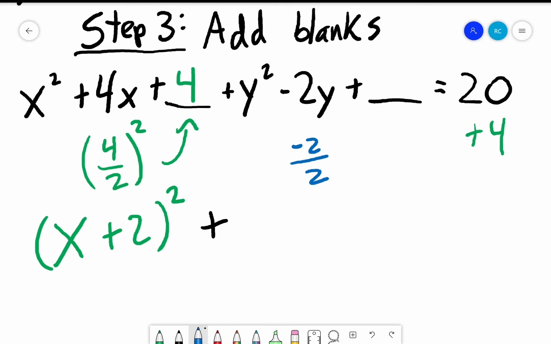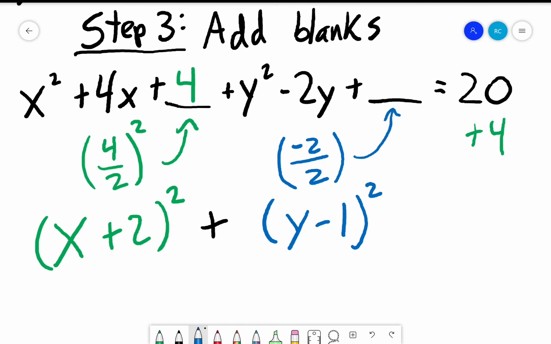We're going to divide it by 2 to get negative 1. So our square is going to be y minus 1 squared. And the number we have to add to both sides, well, let's see. Negative 2 divided by 2 is negative 1. Squared is positive 1. In order to make this y minus 1 squared, we have to add 1. And if we add 1 to the left side, we have to add 1 to the right side.